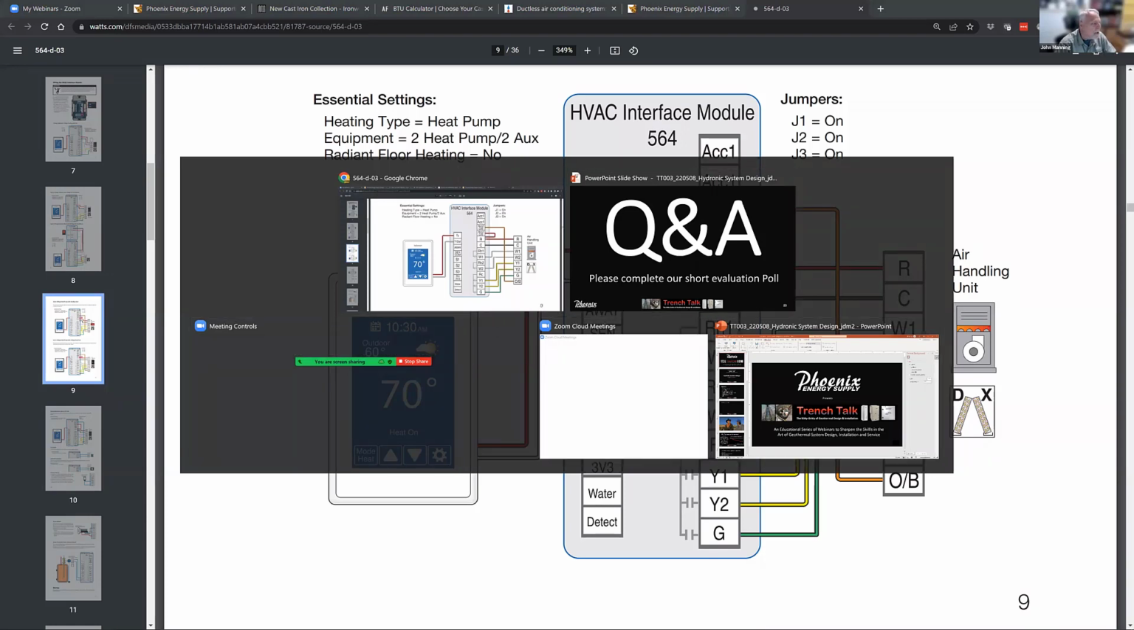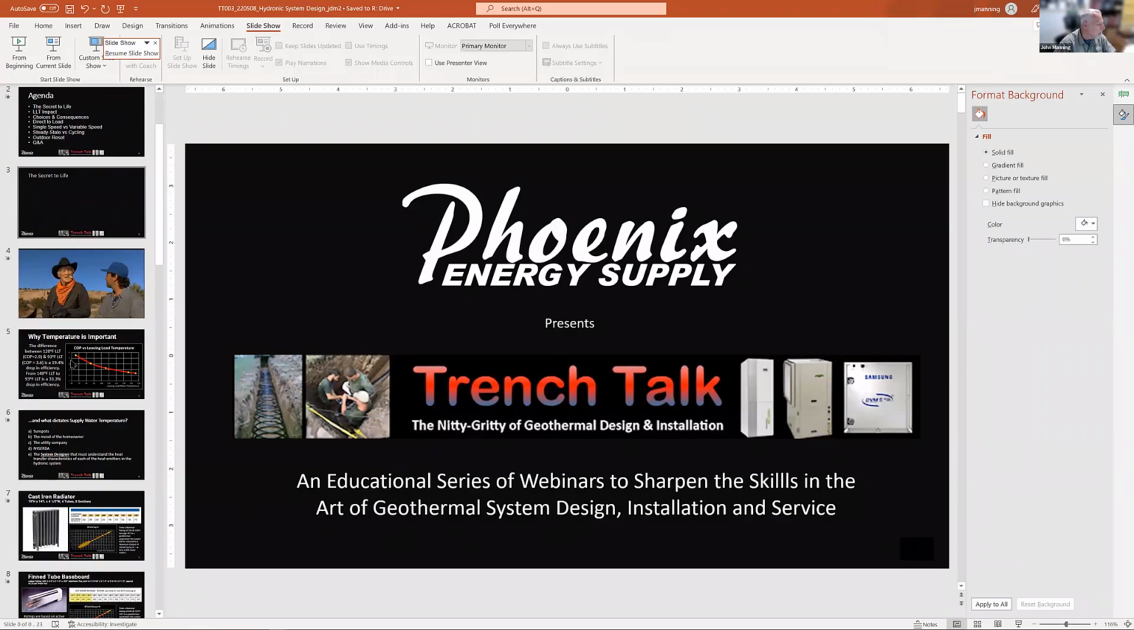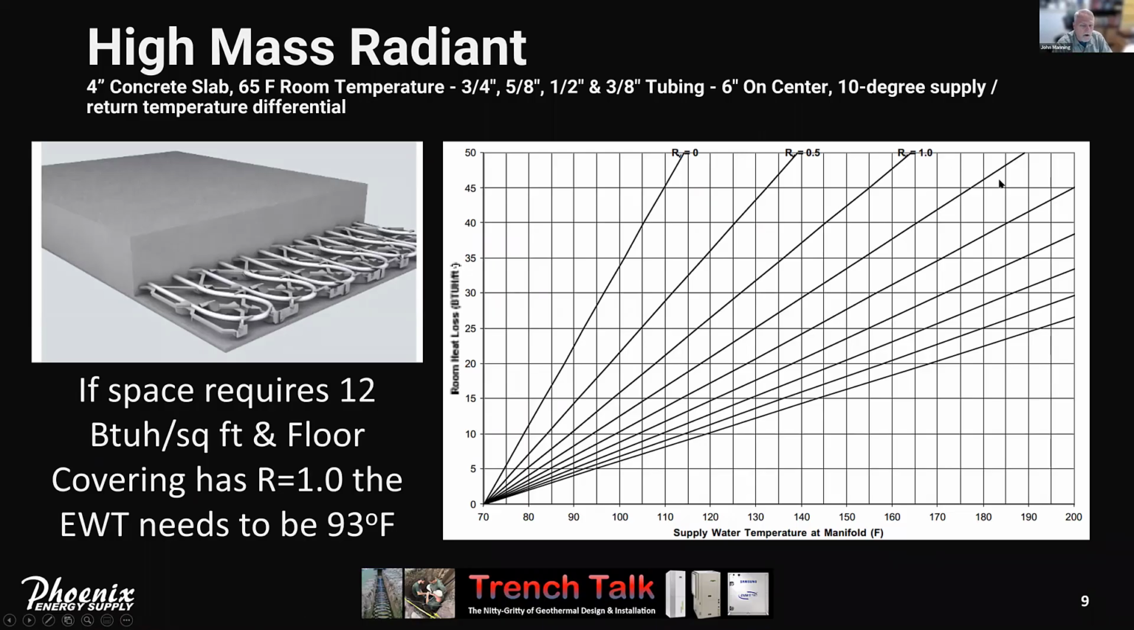The charts, let me go back to that one chart. These are the different R values. And for some reason, they're not showing up on the chart. 1.5 to 2 to 2.5 to 3, 3.5, R4. And an R4 would be basically probably wall-to-wall carpeting on top of your heated floor.